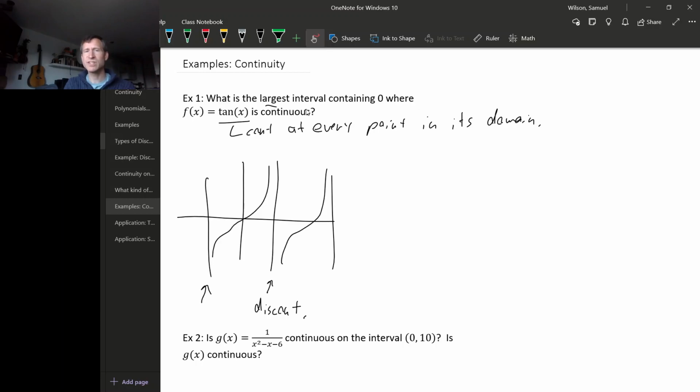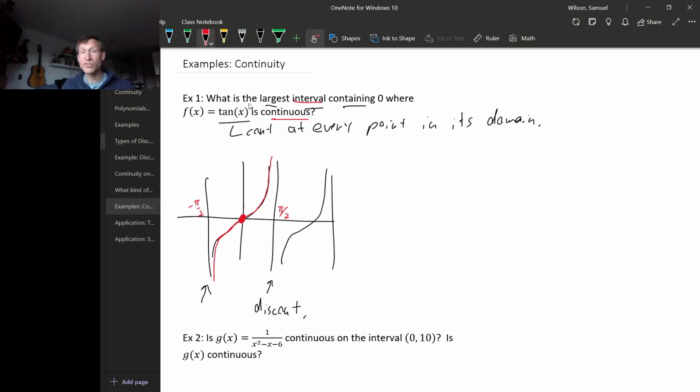So to find the largest interval containing 0 where tangent is continuous, well, x equals 0 is right here. So how far can we go from x equals 0 and still have a continuous part of the graph? Well, we can go up this way, but we can't cross this discontinuity, because we want an interval where this function is continuous. So we can't include this discontinuity, and this discontinuity is at pi over 2. And then starting over at 0, we can go leftwards. This is all a continuous piece of the graph, but we can't cross this discontinuity over here, which is at minus pi over 2.